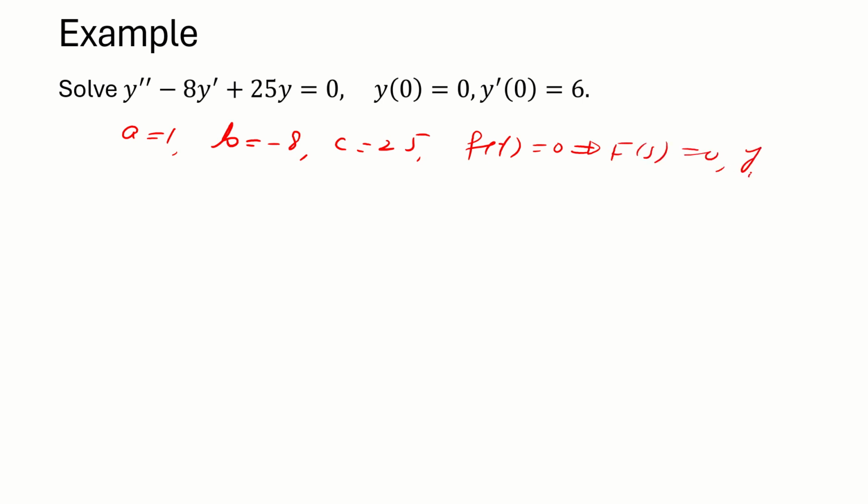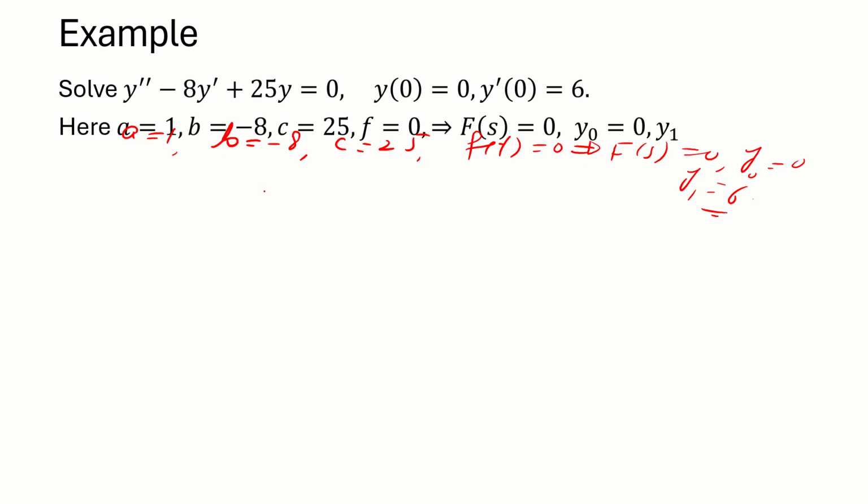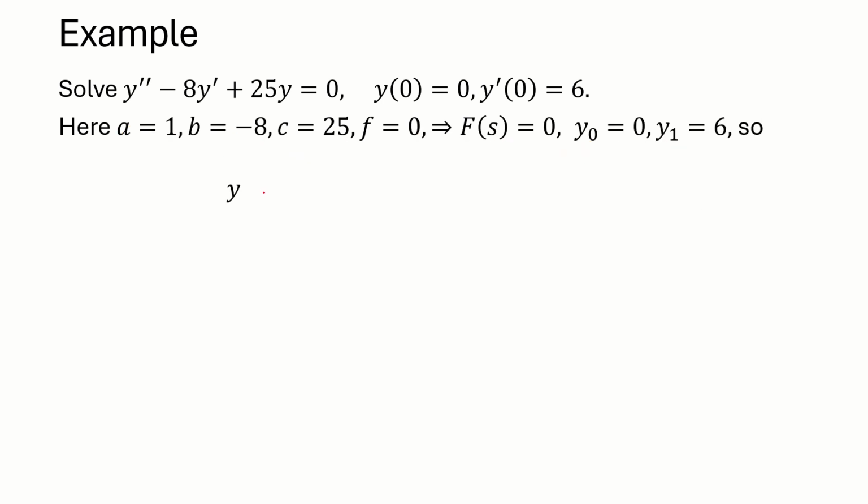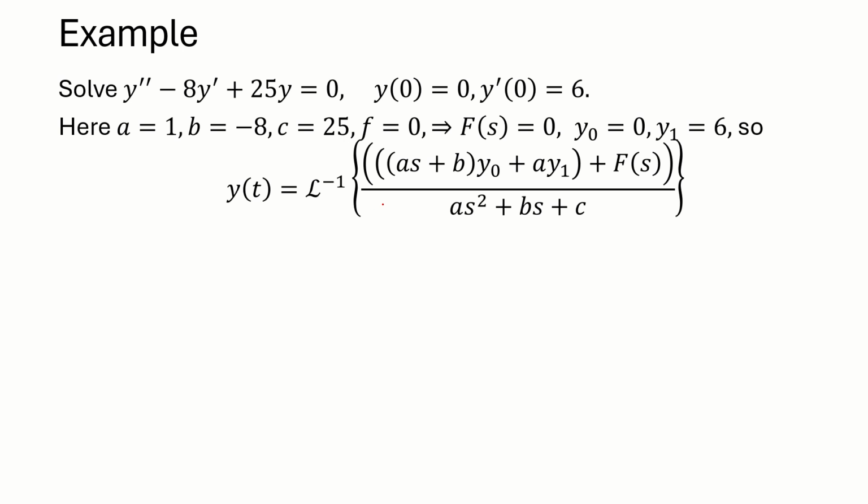y0 is 0, whereas y1 is 6. Now putting all these values in this formula, the Laplace inverse of a will be replaced with 1, b will be replaced with minus 8, while y0 will be replaced with 0, so this term will be completely neglected. Similarly, plus a y1, now a is 1, whereas y1 is 6 in this case, so we'll just replace it with 6, where f of s is also 0.